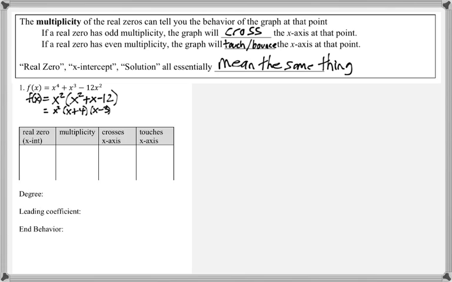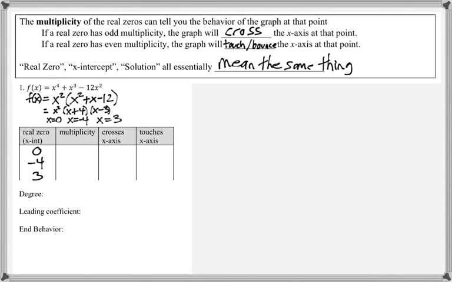So if you were solving this, you would get x is equal to 0, x is equal to negative 4, and x is equal to positive 3. These would be your solutions. So with this one, not only are they solutions, but we're considering them as real zeros or x-intercepts, because they are. So 0, negative 4, and 3.